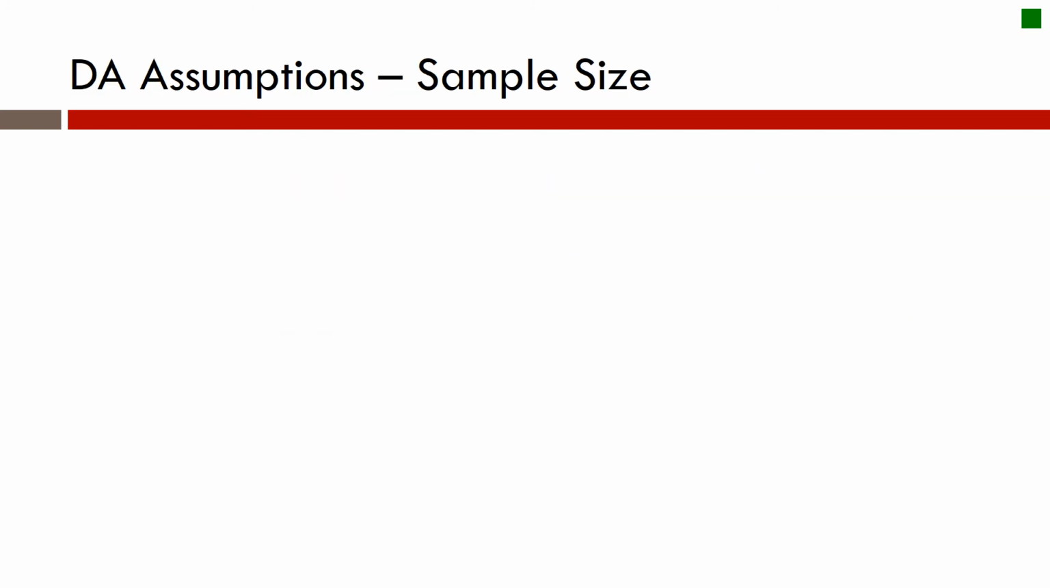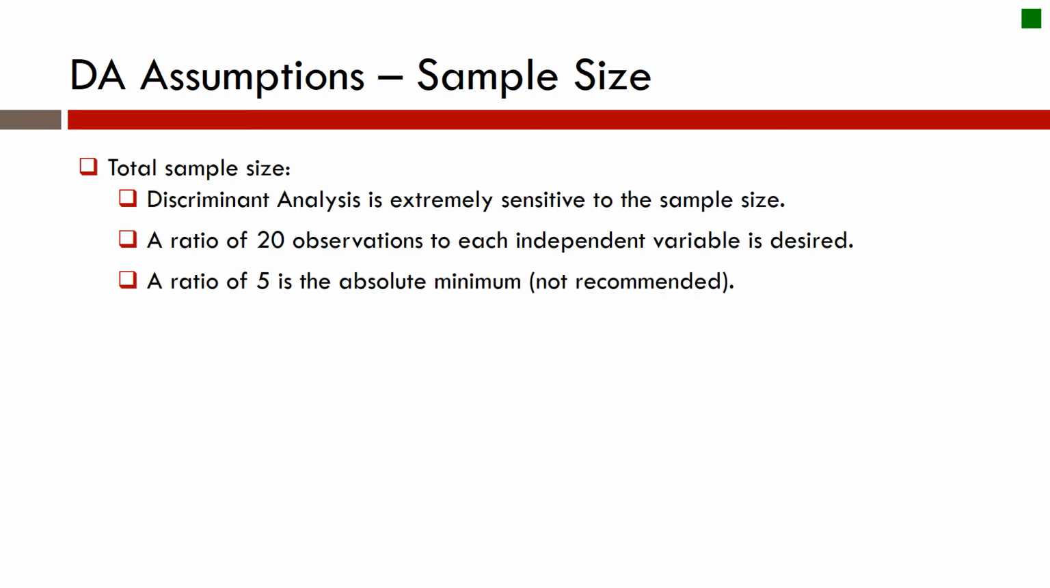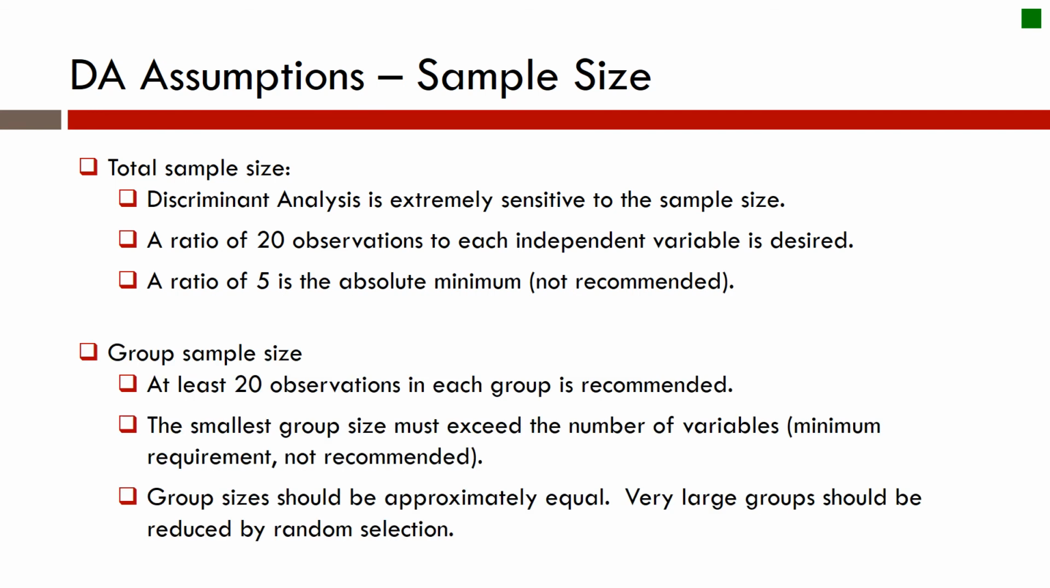All right, so other things to consider as we move forward. Sample size is very similar to other multivariate analyses. We need to have at least 5 responses for every independent variable. This is a minimal expectation. Prior research suggests that up to 20 observations per independent variable would be good as well.